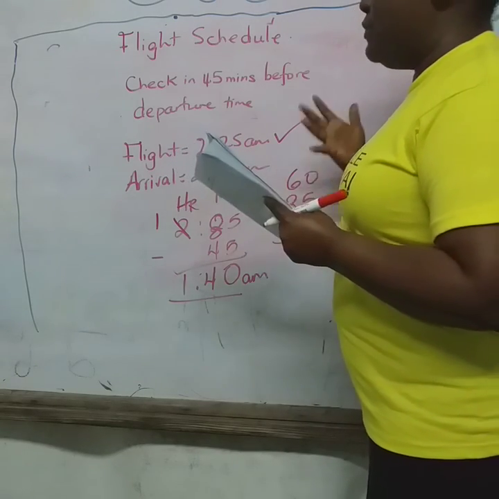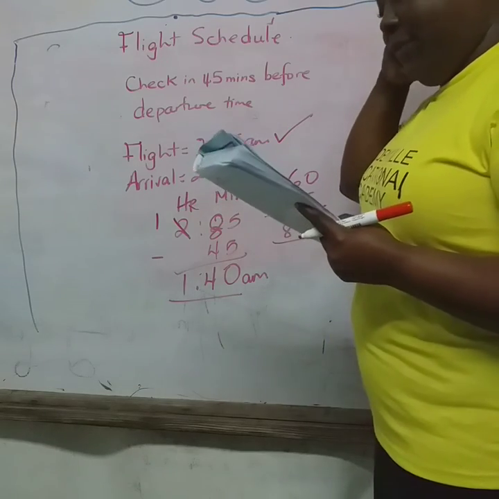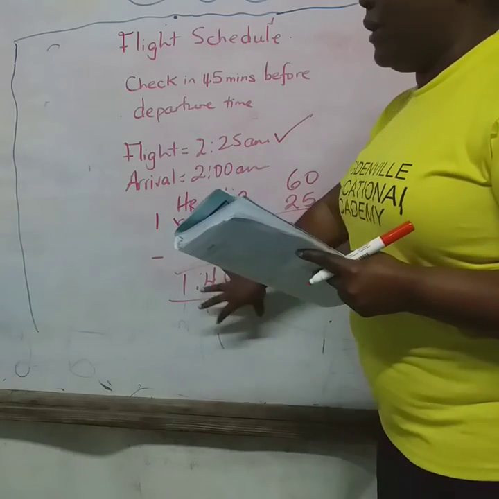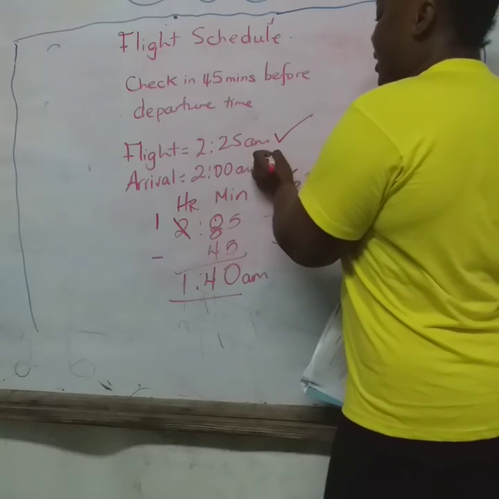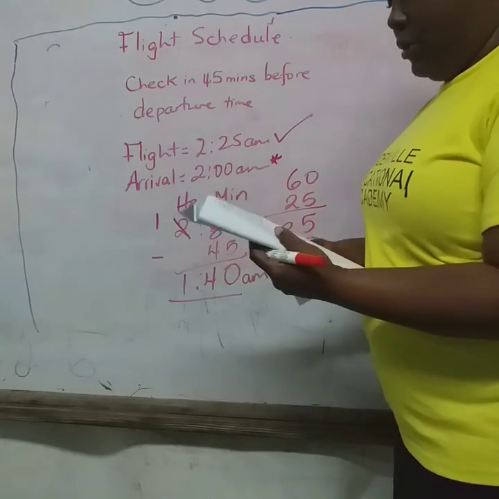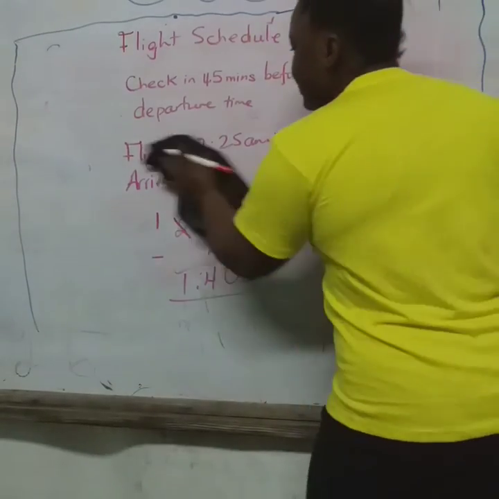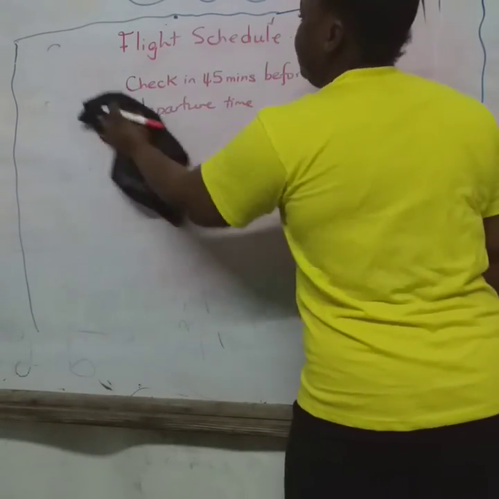He did not make his flight. He would miss the flight, because he's supposed to arrive at one time, 1:40, but he arrives at 2 o'clock, okay? Let's look at the next reasoning question.